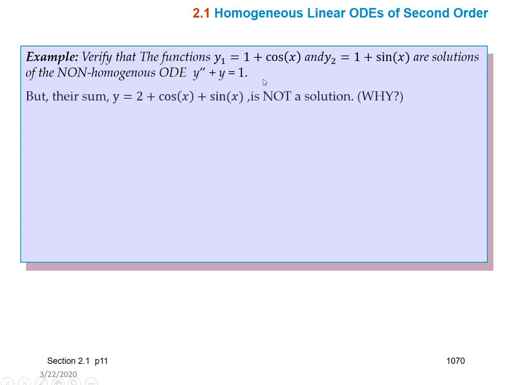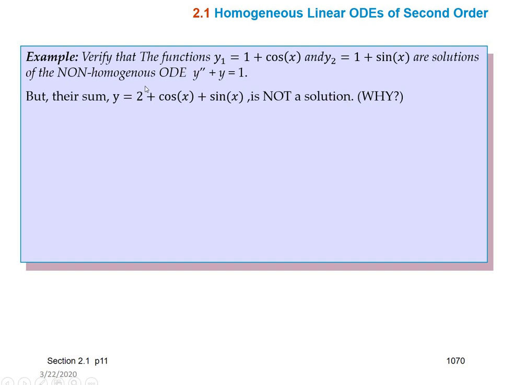Now, what about the sum? It means this one and this one: sine x plus cosine x, and 1 plus 1 equals 2. Is this one a solution? Indeed, no, it's not a solution. I want you to double check. I want you to try this one at home. Why is this one not a solution? What's the difference? Why is this different from the first example? This was the first solution, this was the second. If I add them, why is this one not a solution?